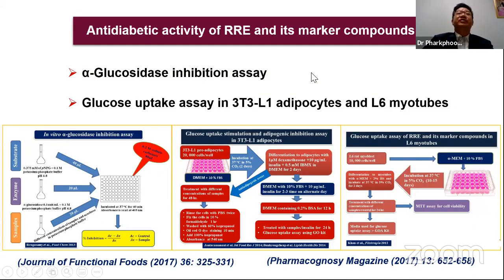After that, we use this extract to determine the anti-diabetic activity compared with its marker compounds linacantin C, D, and N. We use two models. The first is inhibition of the alpha glucosidase enzyme, the key enzyme for lowering blood glucose. And also a cell-based model in adipocyte and muscle cells, using the glucose uptake assay to see whether our compound or our extract can increase glucose uptake in the adipocyte or muscle cell or not.